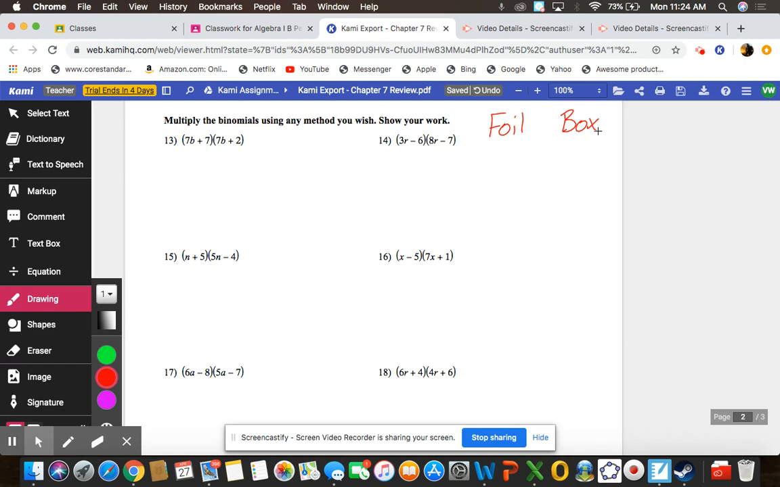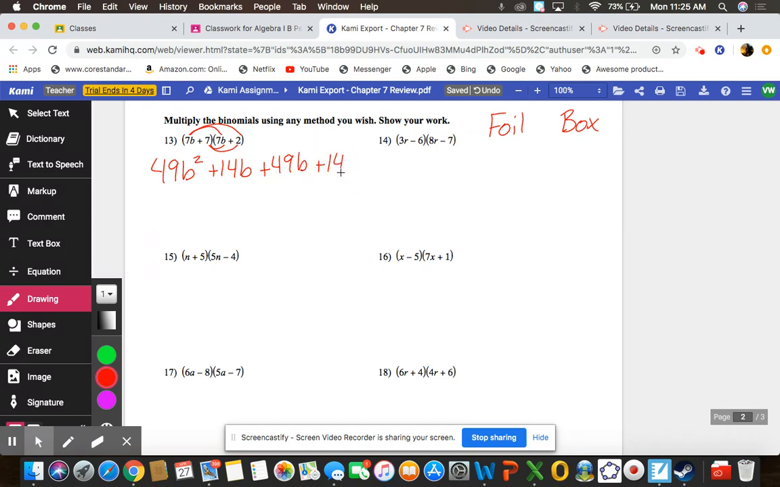So my firsts are this 7b times 7b. That gets me 49b squared, because I got two b's after I multiply them. My outers are this 7b and this positive 2. 7 times 2 is 14. So I've got 14b. My inners, my I, are my 7 times 7b. 7 times 7 is 49. So we got 49b. My lasts are 7 times 2, which is 14.